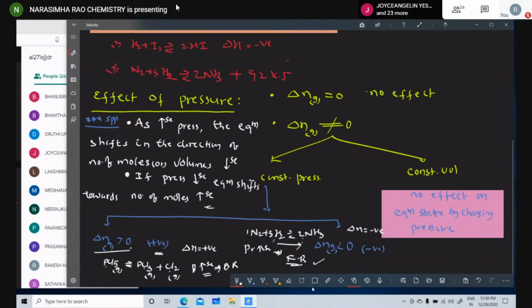Right. Once again, I am taking, children, N2 plus 3 moles of H2 in equilibrium with 2NH3. This system is an equilibrium system.